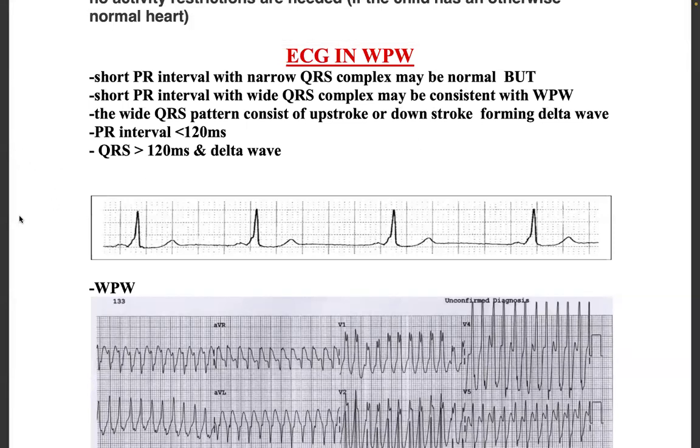So again, there will be a P wave, a short PR interval, a delta wave, and a comparatively wide QRS complex compared to a normal ECG. It will be more than 120 milliseconds and you'll have a delta wave. This is how you identify an ECG of WPW.